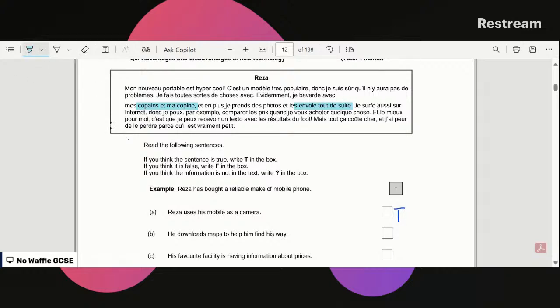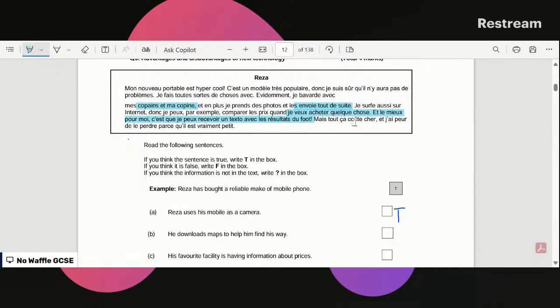I also surf the internet so that I can, for example, compare the prices with what I buy sometimes. And the best thing for me is that I can receive a text, a text about the football results.